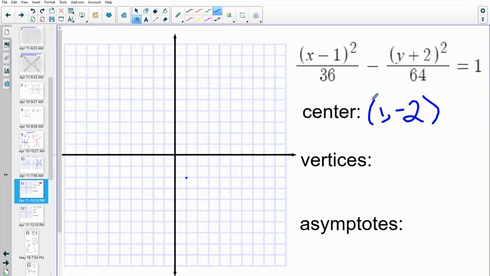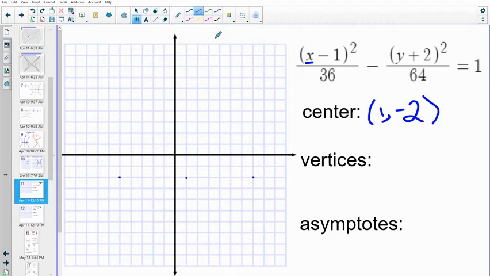And then I'm going to look at the 36. Of course, that's 6 squared. This is the coefficient associated with the x term. So this is telling me the horizontal distance from my center to the edge is going to be 6. The square root of 36 is 6. So I'll count off 1, 2, 3, 4, 5, 6 horizontally. Again, horizontally because this is going along with the x term.